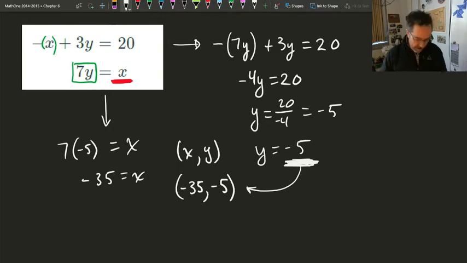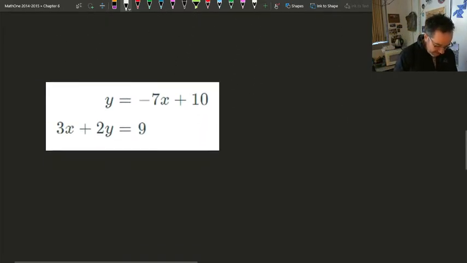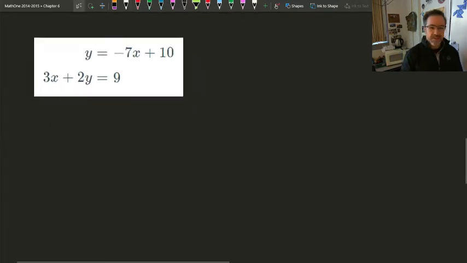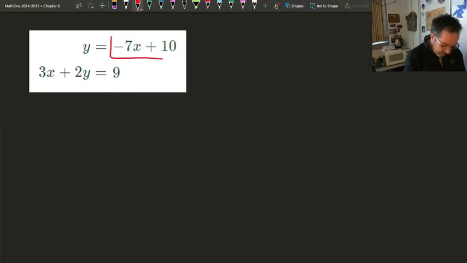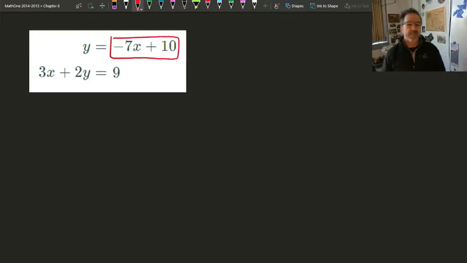All right, so let's do our next example. This one is going to look different than the ones we've done so far. This is a little bit more complex. Y is a binomial. That just means that it's something plus something else. It's two things added together. Y is a binomial in this case. And you can see that they're telling me in the top equation that this thing that I'm boxing is equivalent to y. Y is the opposite of 7x plus 10.